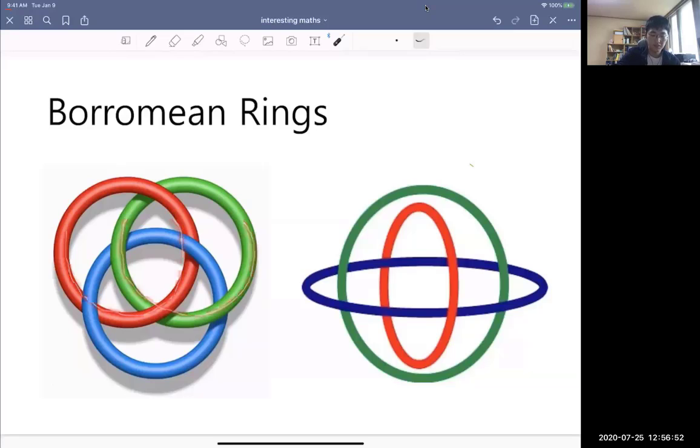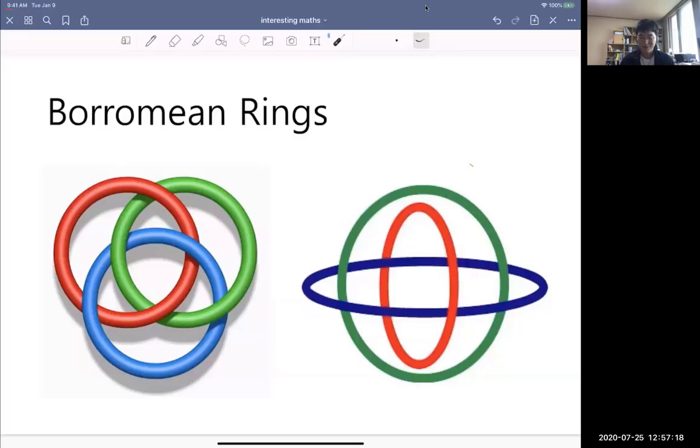So if you ignore the red circle, then you can remove the blue and the green. And if you ignore the green circle, then you can remove the other two. But you cannot remove anything if you have all three at the same time. This is an interesting property of this configuration.